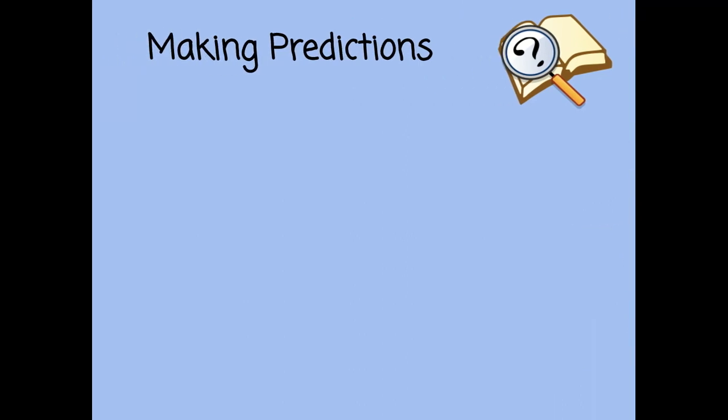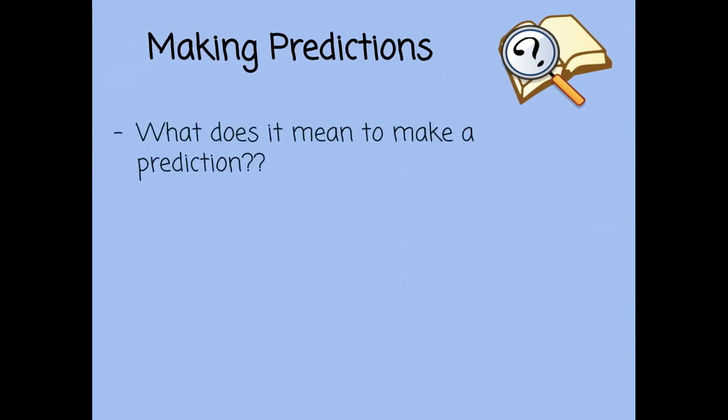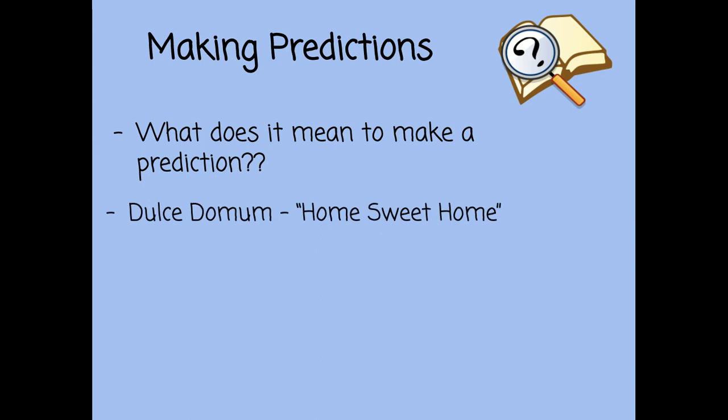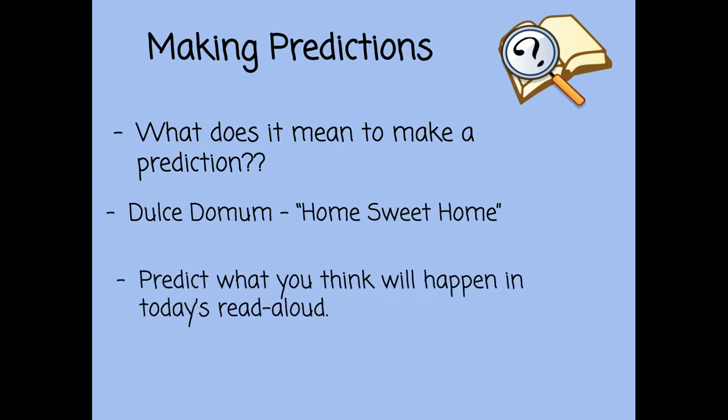Before we get with our story, we're going to start making some predictions. So what does it mean to make a prediction? Dulce domum, meaning home sweet home. Predict what you think will happen in today's read aloud. This is part 2, or the second half of the chapter, which we began in the previous lesson. Dulce domum, remember, means home sweet home. It's also the plot of the previous lesson.